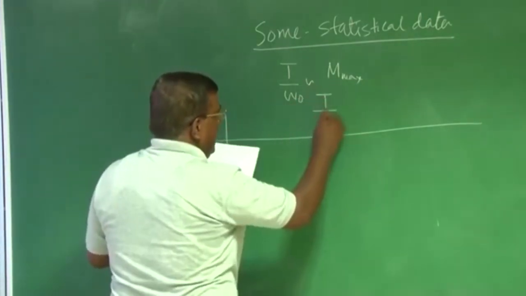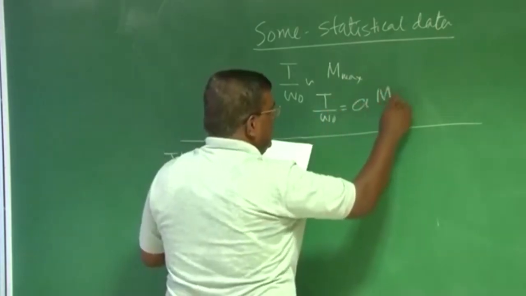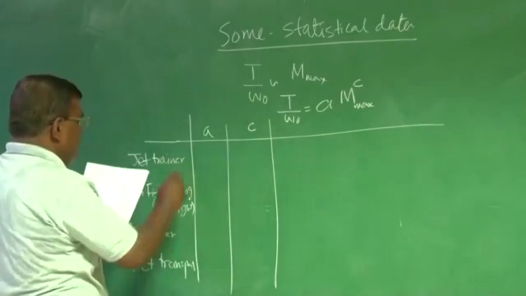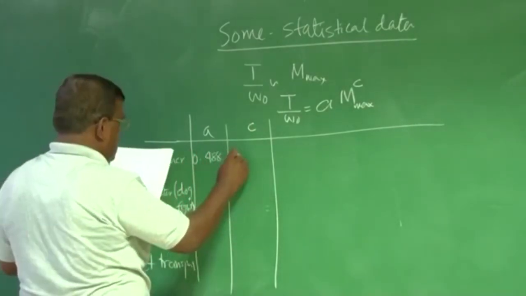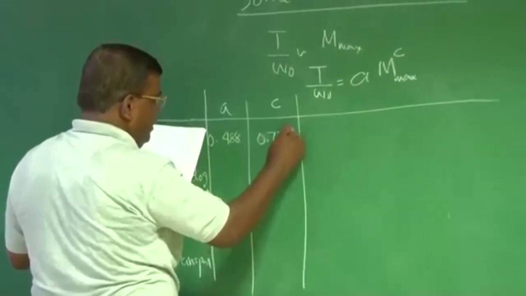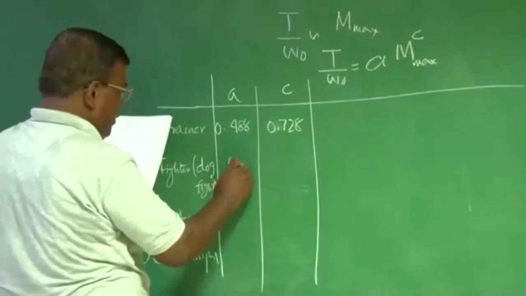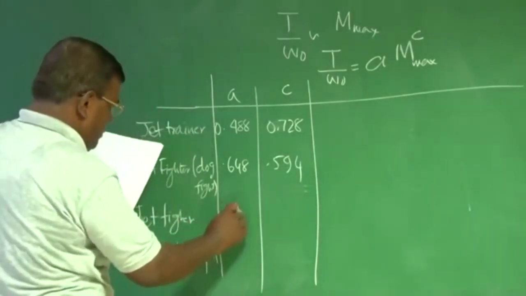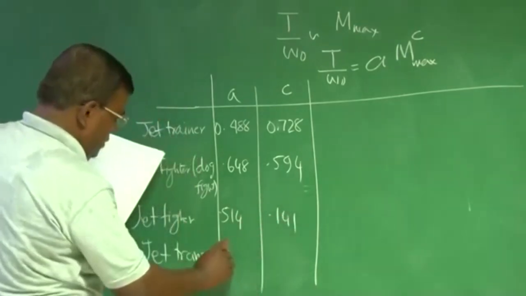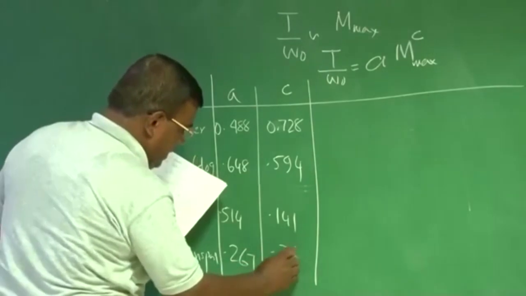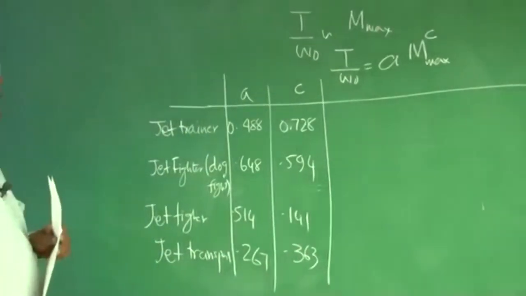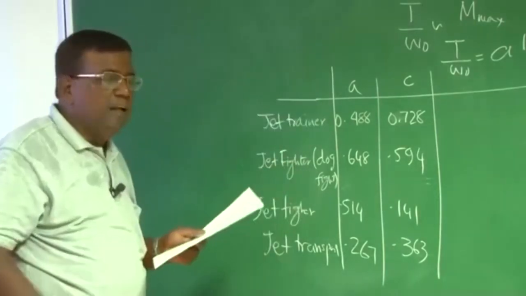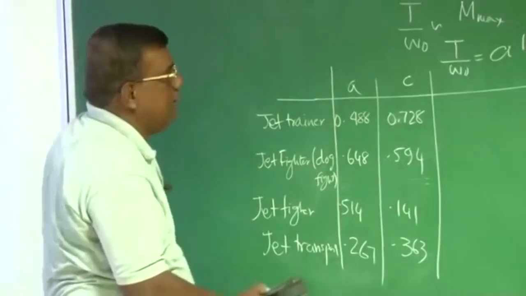T by W naught is calibrated as A M max to the power C, and you will get the values of A and C from this table. For jet trainer A is 0.488 and C is 0.0728. For dogfight it is 0.648 and 0.594. Then 0.514, 0.141, 0.267 and 0.363. These are typical guideline numbers, and I again and again request you, please use the latest data sheet, so that a lot of new engineers' calibrations are given to make designers handy.